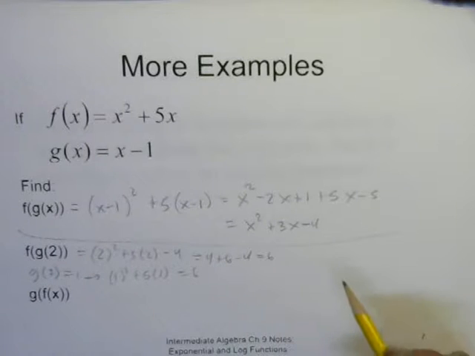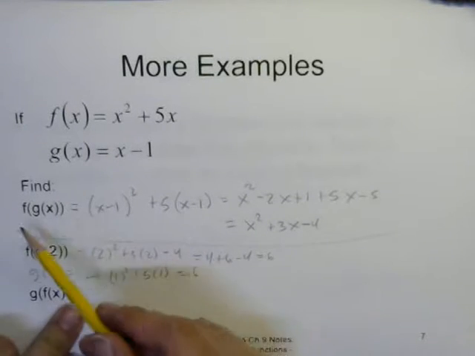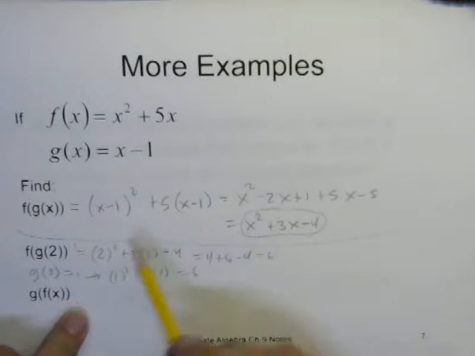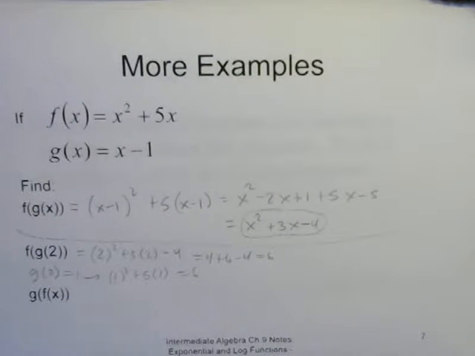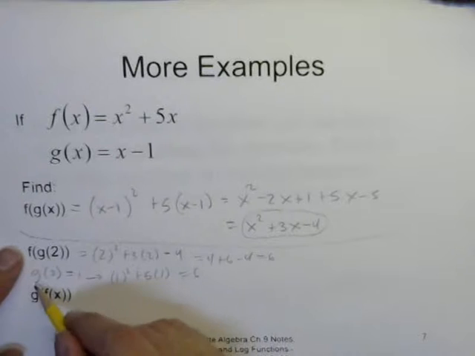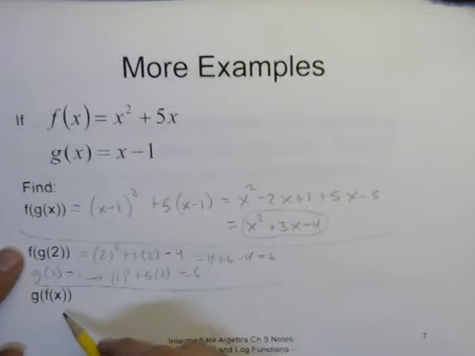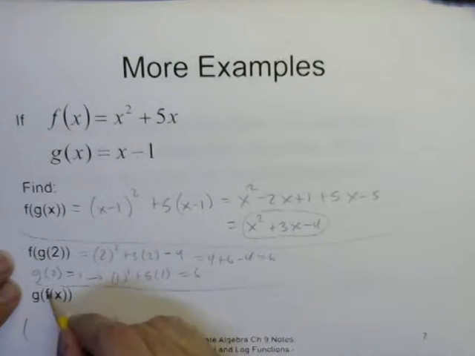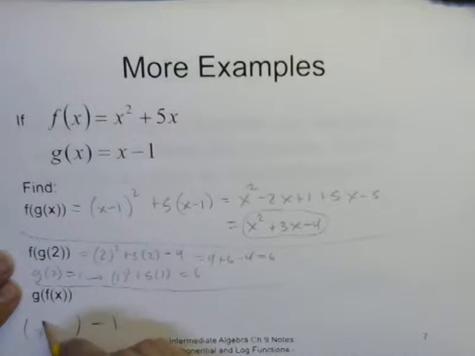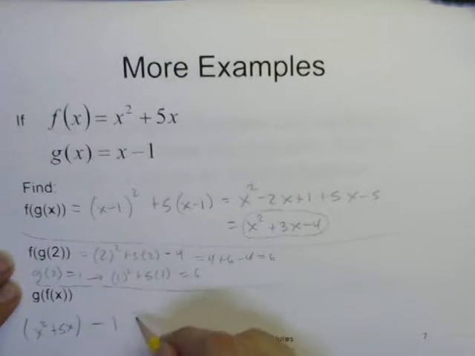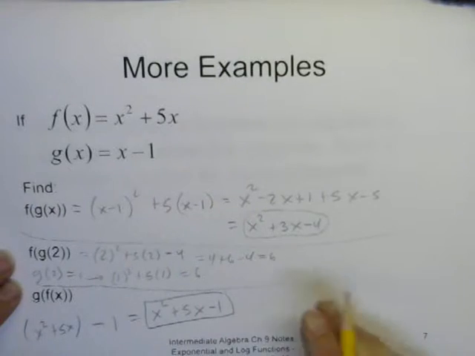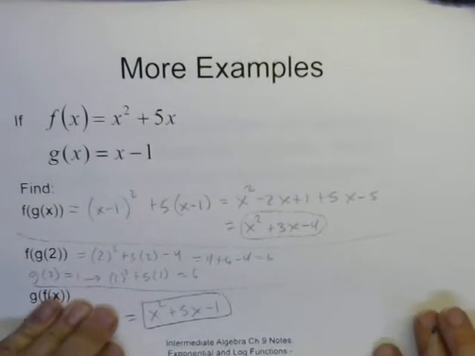So I don't know what's easier. I think, especially if you have to do this for lots of different values of x, it's easier to compose the function first and then plug the numbers in, but whichever way you do it, you should get the same answer. And then here I just want to reverse the order of composition. So wherever I see an x in g, I'll replace that with f of x. So I just get that, and then I guess I don't really need the parentheses there. So that should give me x squared plus 5 minus 1.